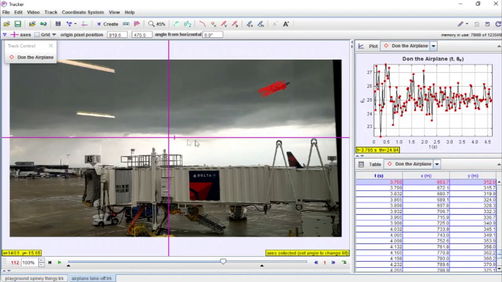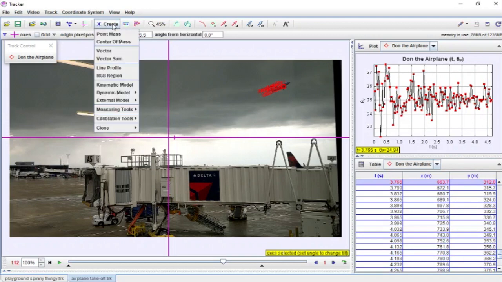And in fact, if you look at the angle here, so we always measure our angles from the positive x-axis, that means if I rotate up this way, the plane is taking off at about a 25 degree angle. And that looks about right. I think we can confirm that if I go to Create, Measuring Tool, and then Protractor.